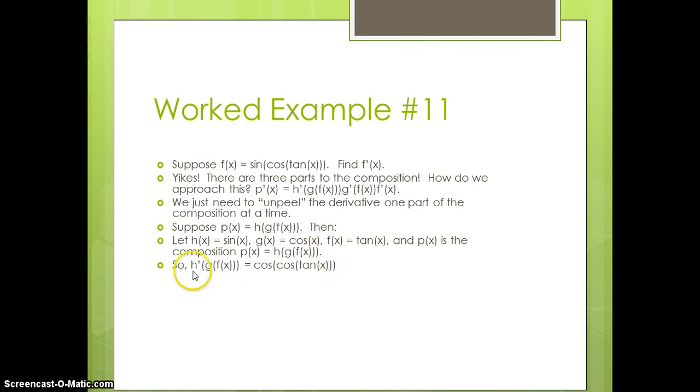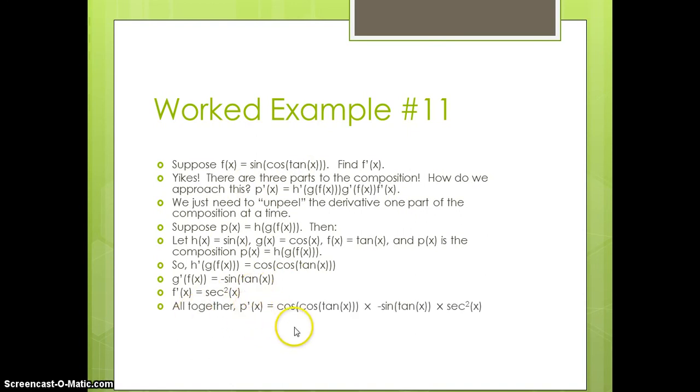So our derivative of the outside part, the first part of our chain rule, would be h prime of g of f of x, which would be cosine, the derivative of sine, of cosine of tangent of x. Remember, leave everything on the inside alone. g prime of f of x would be negative sine of tangent of x. And then derivative of tangent of x is just secant squared of x. And then we just put it all back together. p prime is cosine of cosine of tangent of x times negative sine of tangent of x times secant squared of x.